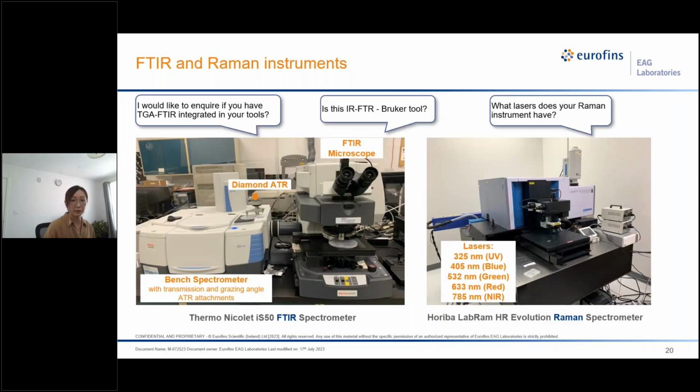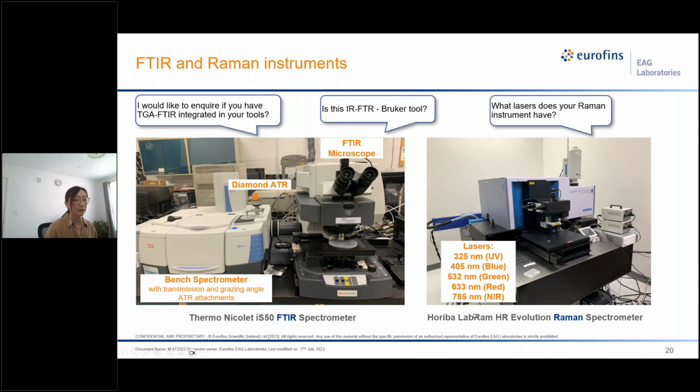Now moving on to instrumentation, we received questions asking about the manufacturer as well as the configuration of our instrument. Our FTIR comes from Thermo. It contains an FTIR microscope, a built-in diamond ATR, as well as a bench spectrometer that can be coupled to different types of accessories. We do not have a TGA connected to our instrument, but we do have a TG-IR available in our Syracuse lab.